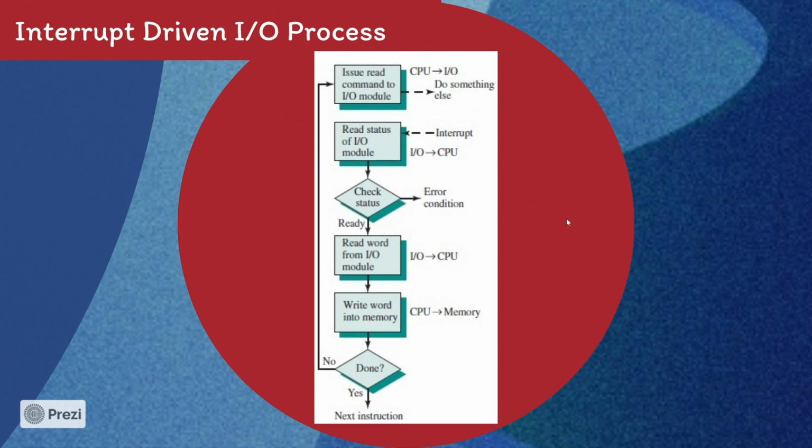So next guys, I will explain to you the flowchart of the interrupt driven IO process. In this, the IO module receives a read command from the processor. The IO module stores the data from the desired peripheral into the data register. Then the IO module interrupts the processor. The IO module waits until the data is requested by the processor.